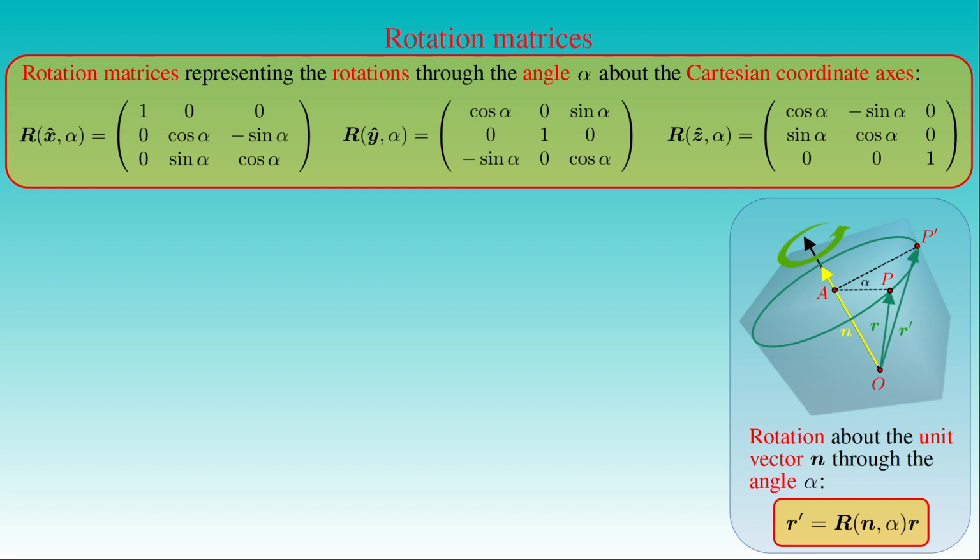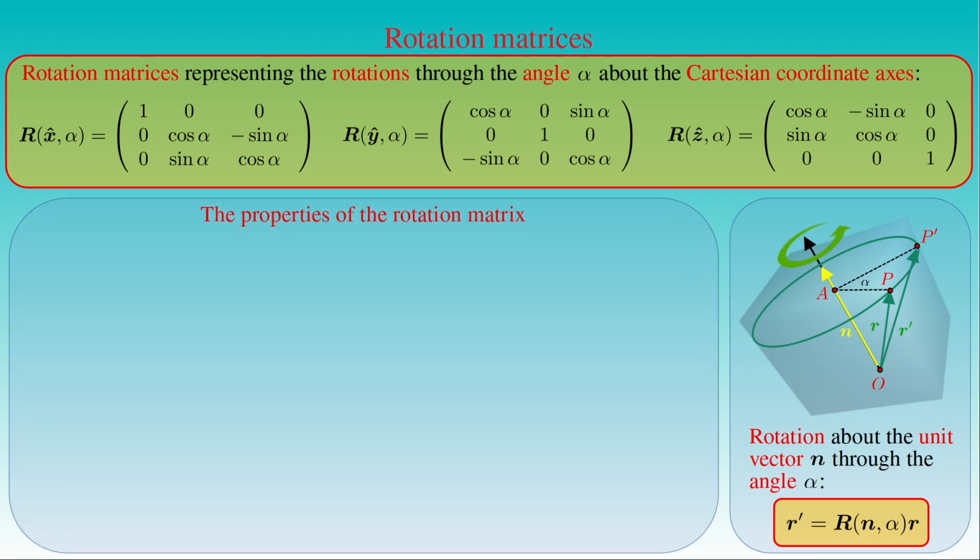Here the 3 times 3 matrix R is the rotation matrix for rotations about the unit vector n through the angle alpha, where the elements of the matrix depend on the direction of the vector n and the rotation angle alpha. Although the axis and the angle of rotation are arbitrary, rotation matrices have some general properties which we present here. The first property immediately follows from the fact that the distance between any 2 points of a rigid body is constant during its motion.